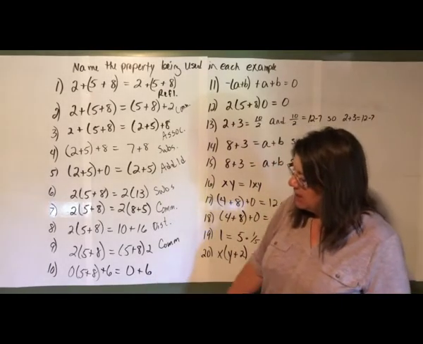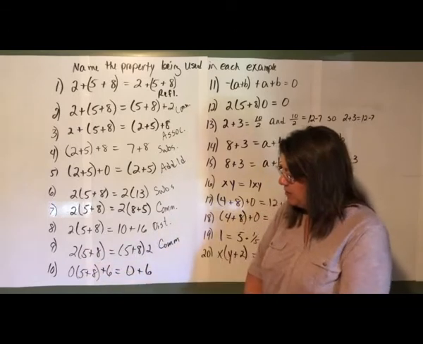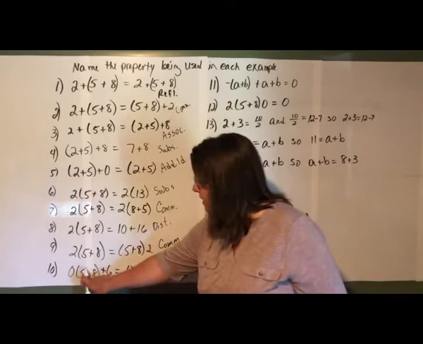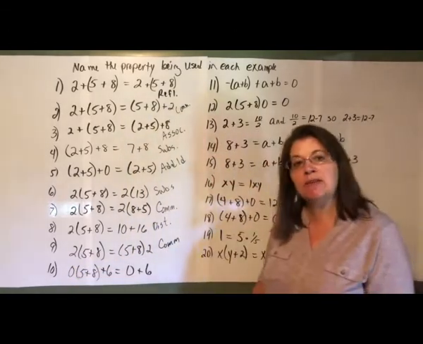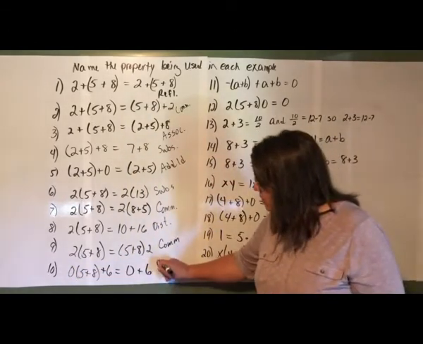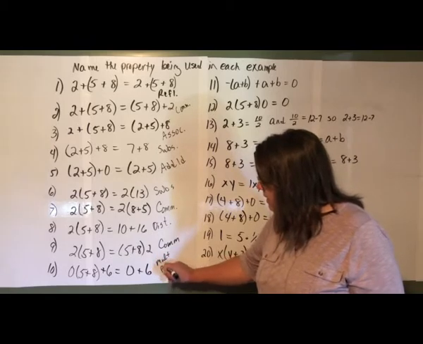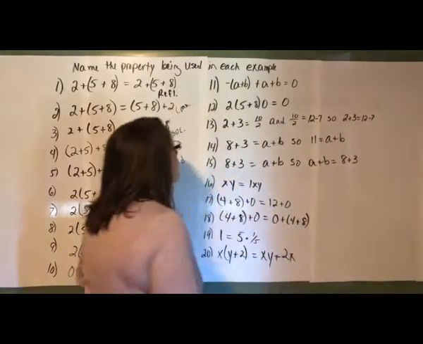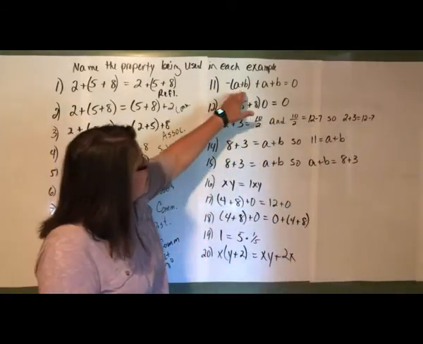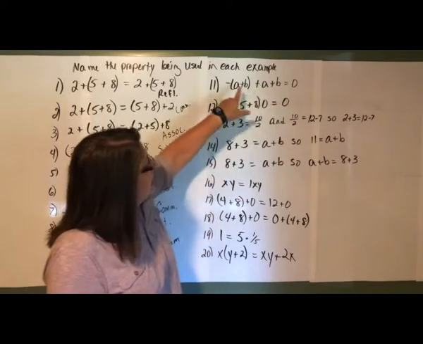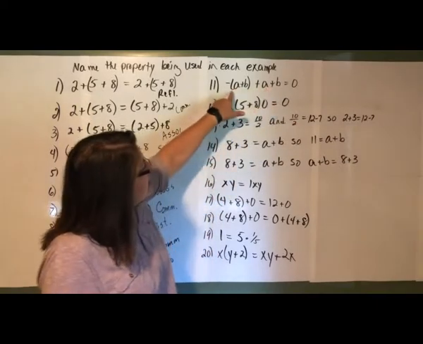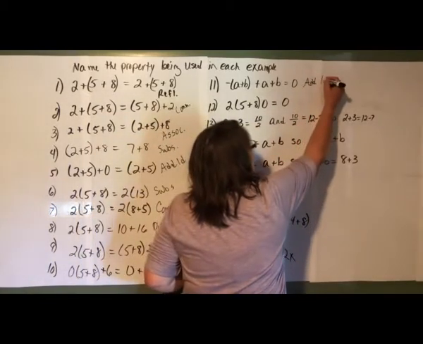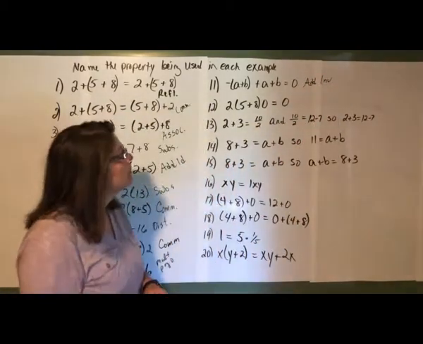Number 10, 0 times (5 plus 8) plus 6 equals 0 plus 6. I have multiplied the 5 plus 8 times 0. Anything times 0 is 0. So that's multiplicative property of 0 for that one. Okay? Let's go over here. Negative a plus a equals 0. Anything plus its opposite is equal to 0. That is additive inverse. Additive inverse.